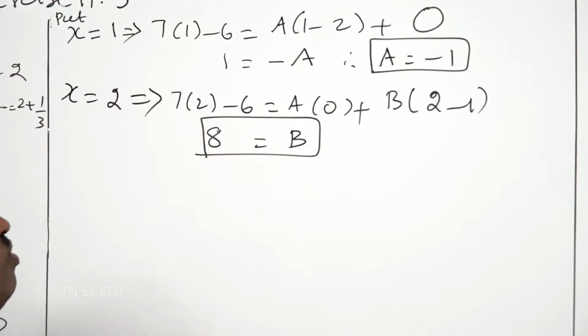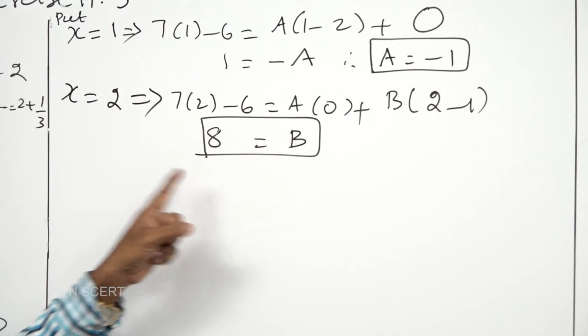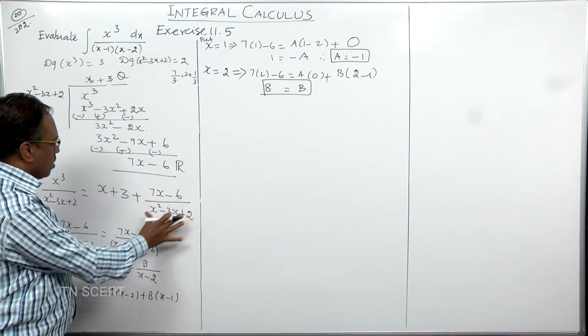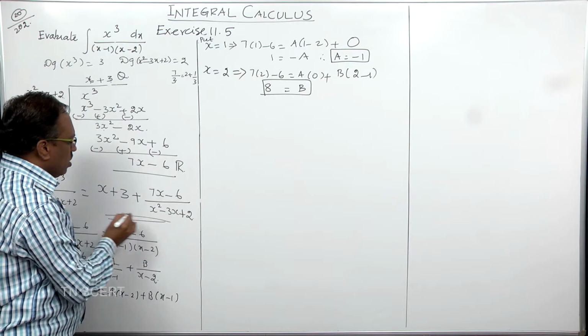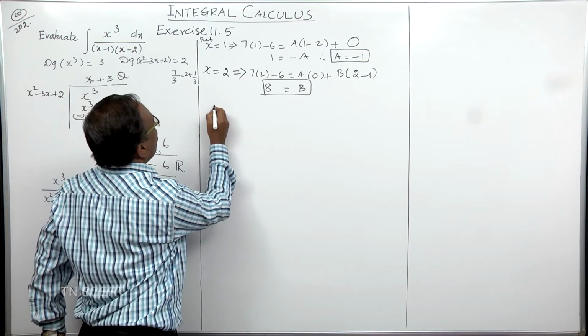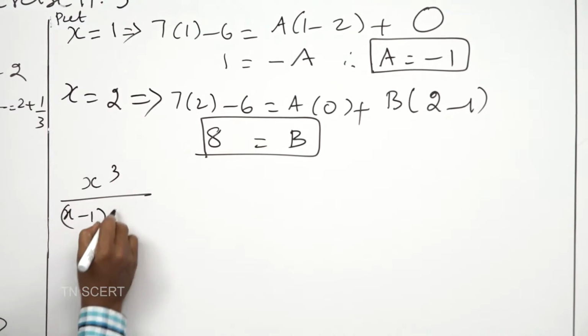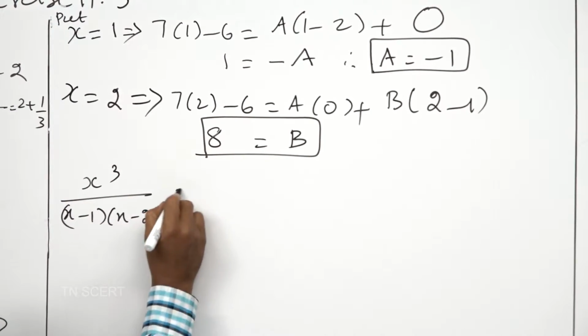We found the value of b here. So, a we found out, b also we found out. At last, we found out the complete concept of this partial fraction. This is a very important stage of x cubed by x minus 1, x minus 2 splitted like this.